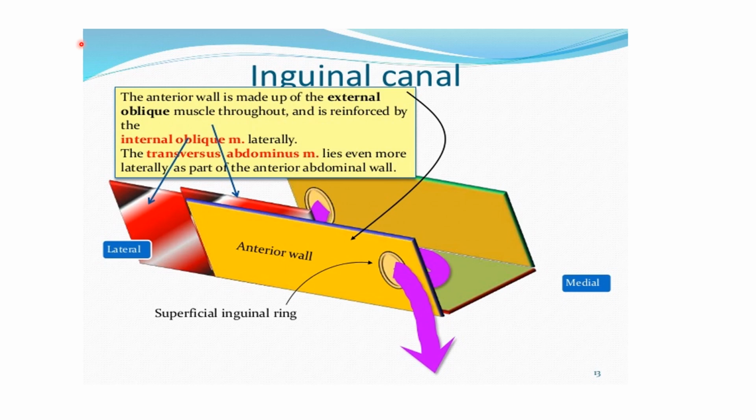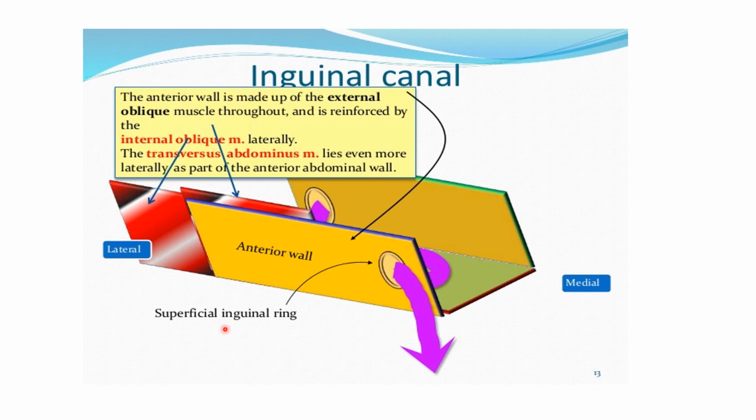So this diagram is showing you the anterior wall of the inguinal canal. If we go from front to back, that is from superficial to deep, this anterior wall will be formed by the skin and superficial fascia and external oblique aponeurosis. Here you can see an opening present in this external oblique aponeurosis. This should actually be triangular in shape.